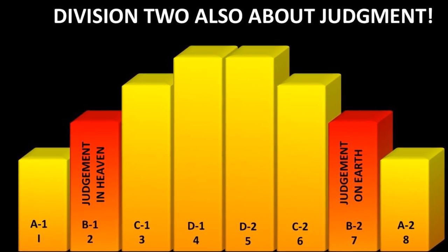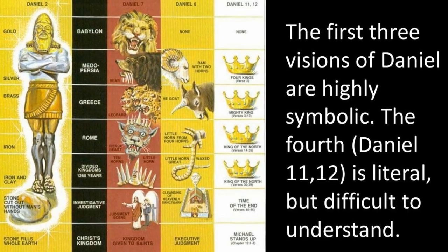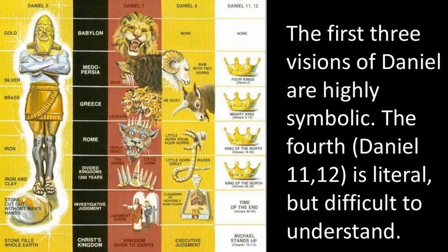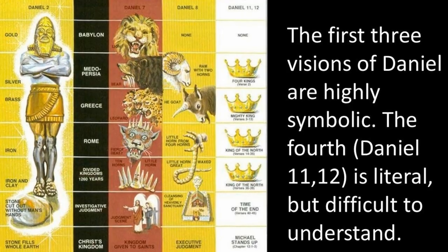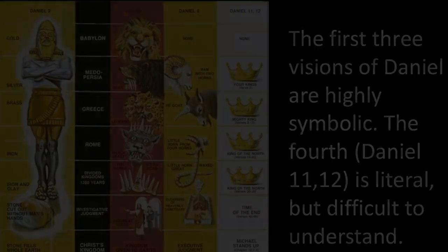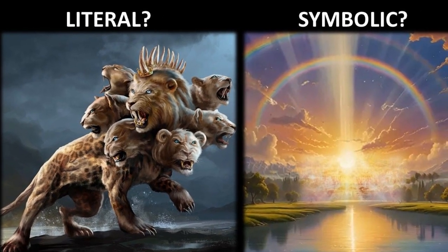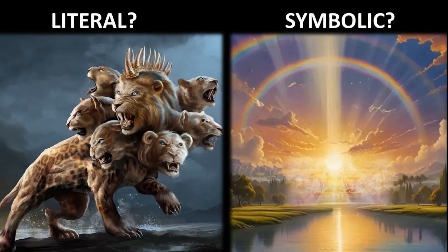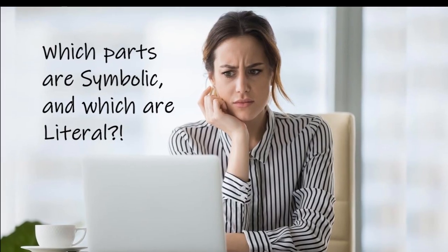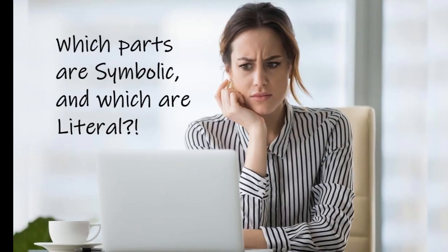Here's another example of how the chiasm helps us. We saw in Video 3 that the first 3 apocalyptic visions of Daniel are highly symbolic, but the last one in Daniel 10 through 12 uses literal language. This suggests that we can also expect some parts of Revelation to be symbolic and other parts to be literal. But how can we know which is which? The chiastic structure can help us.